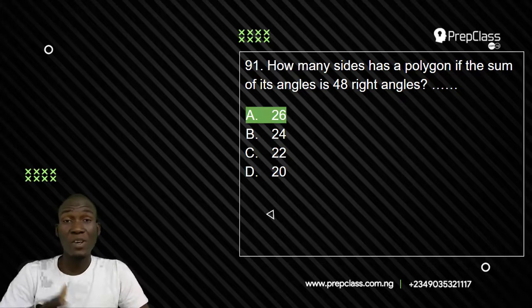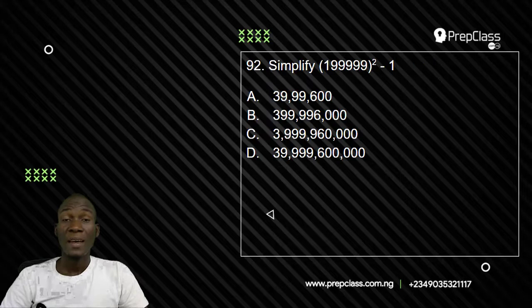Now we move further to solve the next question. Question number 92. Simplify 199,999 raised to the power of 2 minus 1. A. 39,999,600. B. 399,996,000. C. 3,999,960,000. D. 39,999,600,000. So we have to solve this question.